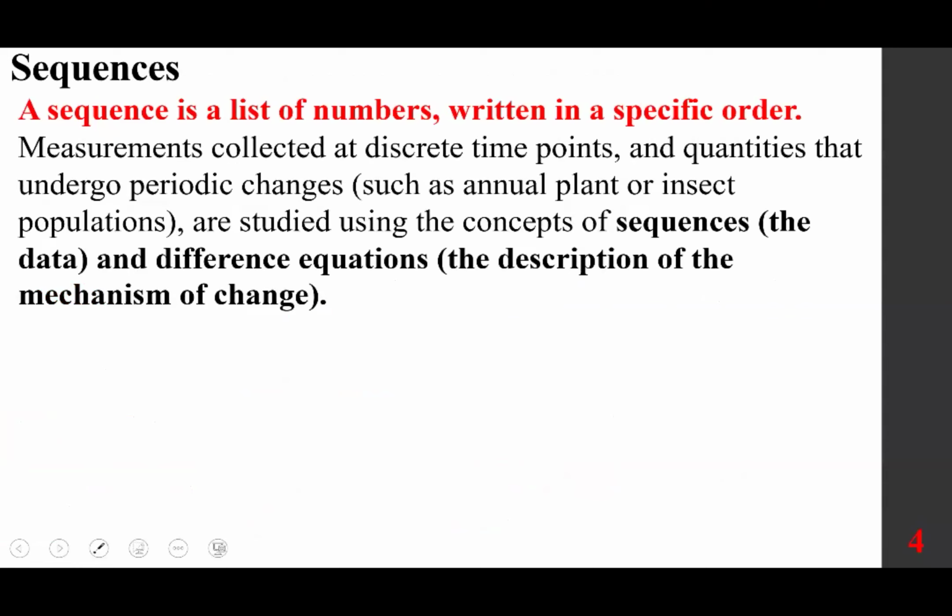Sequences. A sequence is a list of numbers written in a specific order, measurements collected at discrete time points, and quantities that undergo periodic changes, such as annual plant or insect populations, are studied using the concept of sequences, the data and difference equation, the description of the mechanism of change.